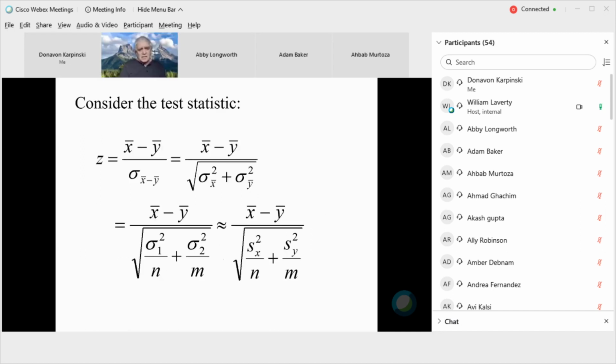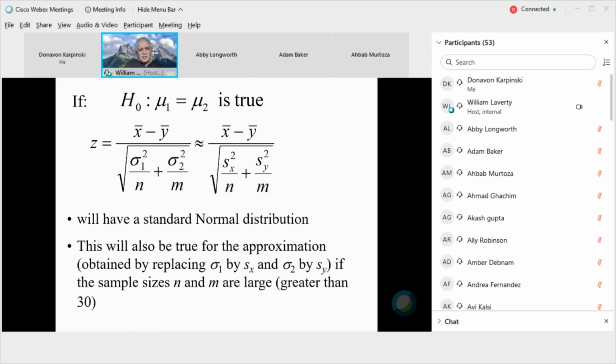Consider this test statistic: x bar minus y bar over the standard deviation of x bar minus y bar. The standard deviation of x bar minus y bar is the square root of sigma x bar squared plus sigma y bar squared. Sigma x bar squared is sigma 1 squared over n. Sigma y bar squared is sigma 2 squared over n. And if we don't know sigma 1 and sigma 2, we have to replace them by their sample estimates. If H naught is true, this statistic will have a standard normal distribution, even when the sample standard deviations are replaced by their estimates. And if that's the case, we require the sample size to be large. This has a standard normal distribution.